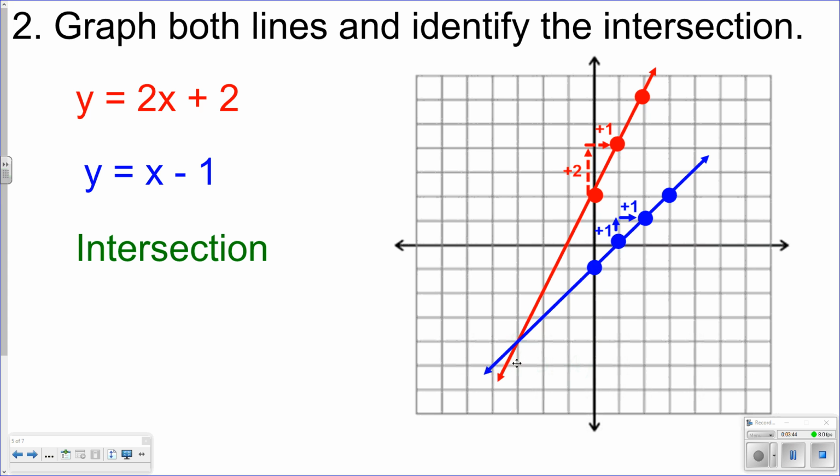So where do the lines intersect? They intersect right there at (-3, -4). Now there's a situation where both lines are positive, but they have different slopes, so they're going to cross.